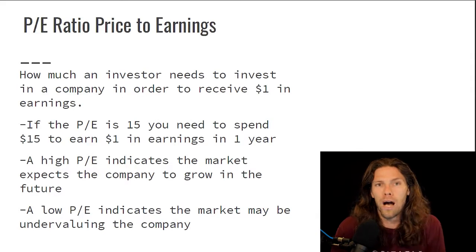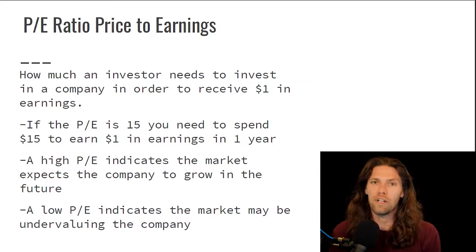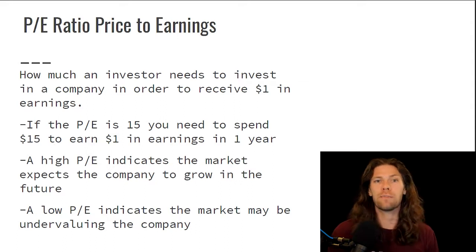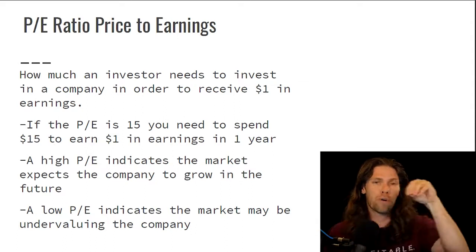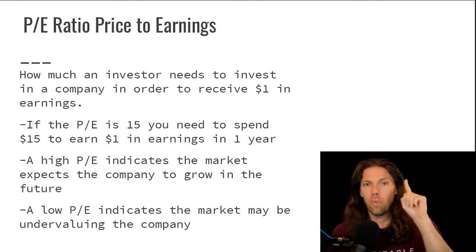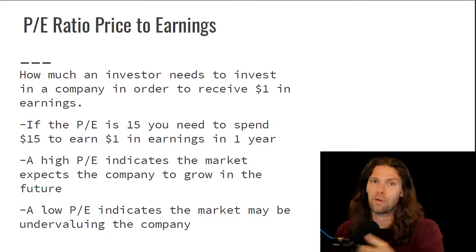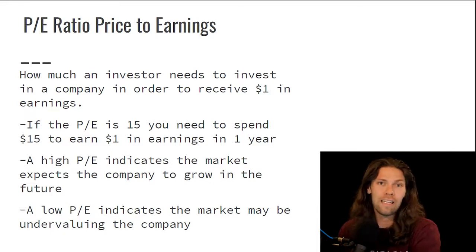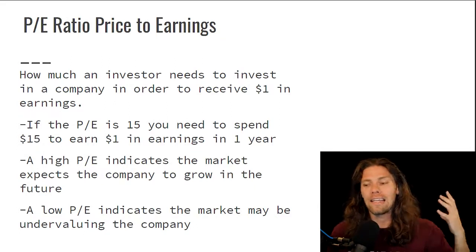This is the most popular financial ratio, and this tells us how much an investor needs to invest in a company in order to receive $1 in earnings. So if you have a P to E of 15, this means you need to spend $15 on stock in that company in order to earn $1 in earnings in 1 year with that company. If the P to E is 5, you only have to spend $5 in order to earn $1 in earnings. If the P to E is 100, if it's a high P to E, that means you have to spend $100 in order to earn $1 in earnings, and you get the picture.